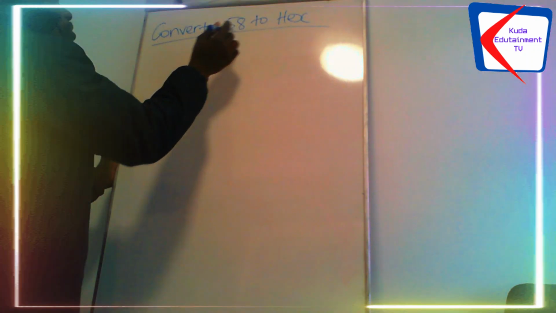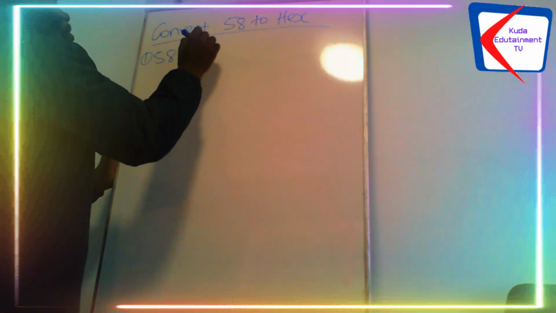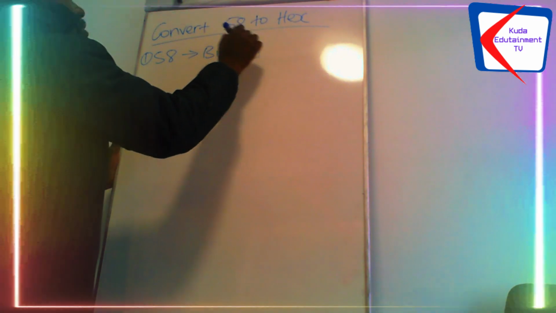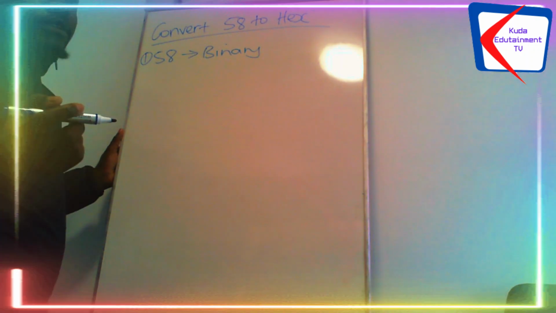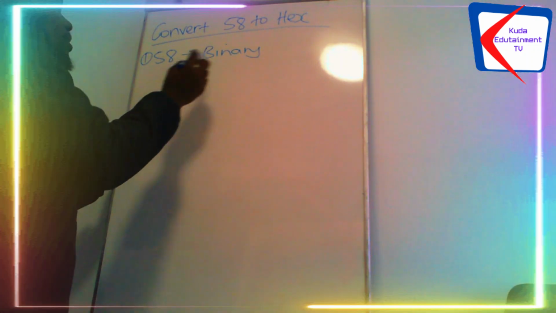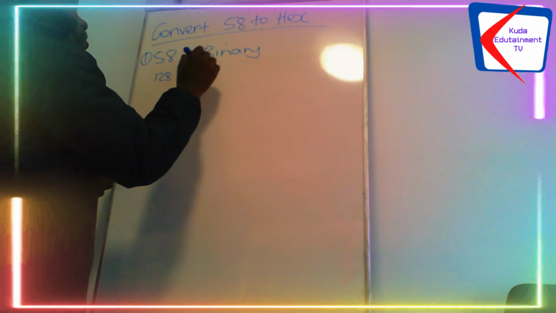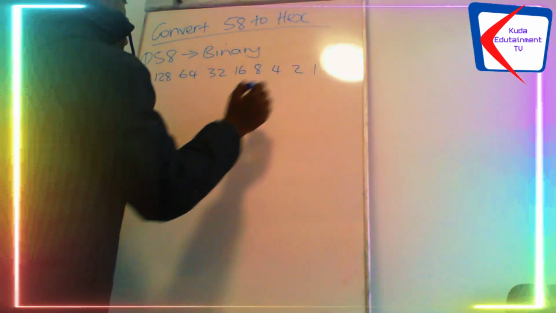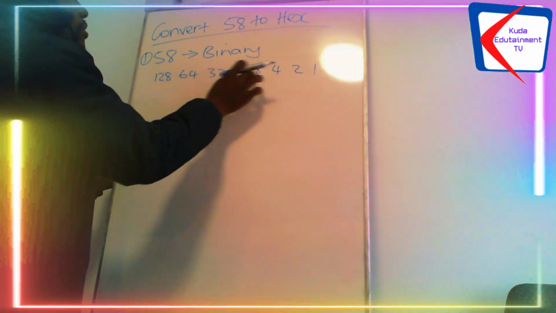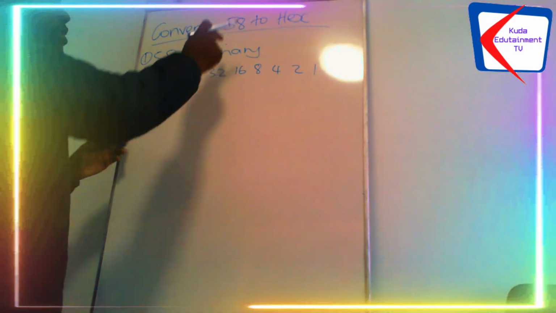So 58 to binary, let us convert 58 to binary. 58 is greater than 15, so therefore we use an 8-bit binary unit, that's what we use. So our 8-bit binary unit is 128, 64, 32, 16, 8, 4, 2, and 1, right, like this. And then we consider all the units that if added together, they'll give us 58.